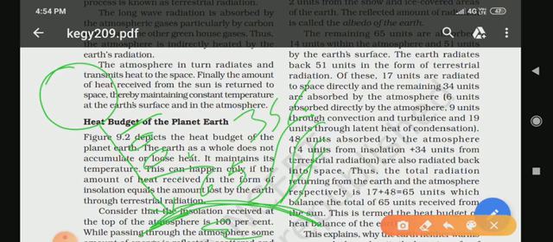Okay, so I'll explain it. Of the earth's surface, roughly 35 units are reflected back to space, right? Out of this, 25 units move back from the top of the clouds, right? So 2 units from the snow and ice covered area.